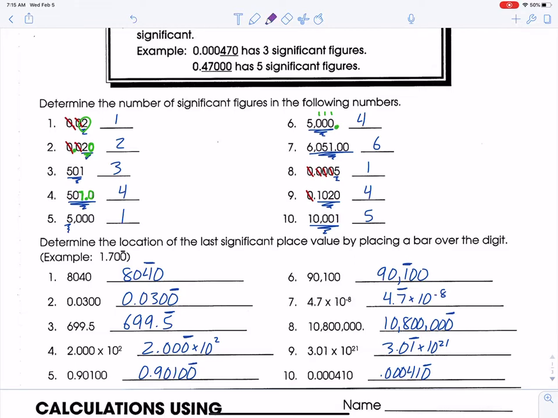And the last one, right, the sandwich rules, if you have a 0 in between non-zero numbers, like all of these zeros, all of those zeros count because they're sandwiched between them. Right, so this 501 is 3, this 501.0 is 4, the 5,000, because there's no decimal, is only 1. This here, right, this is a sandwich 0, so it counts. These are zeros after non-zero numbers with a decimal, so those do count. So we've got 1, 2, 3, 4, 5, 6 sig figs.